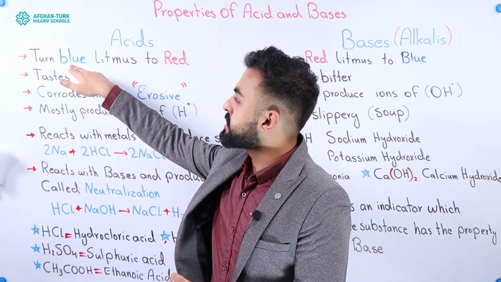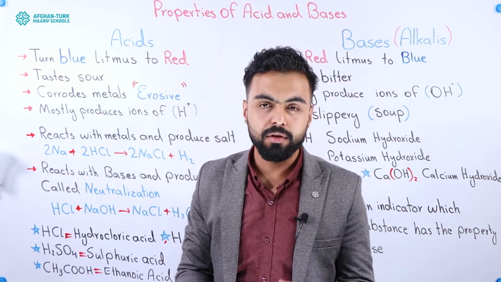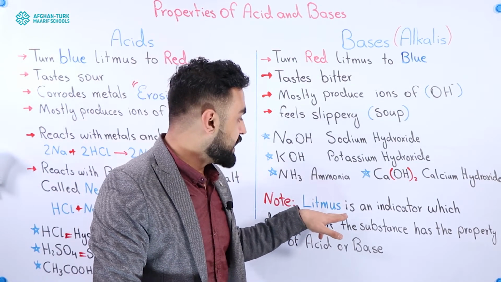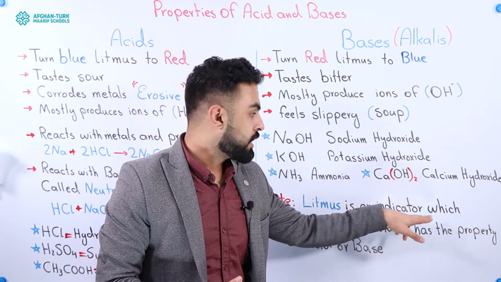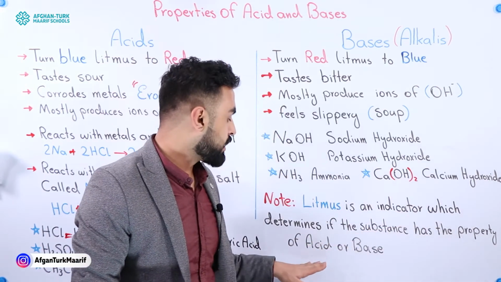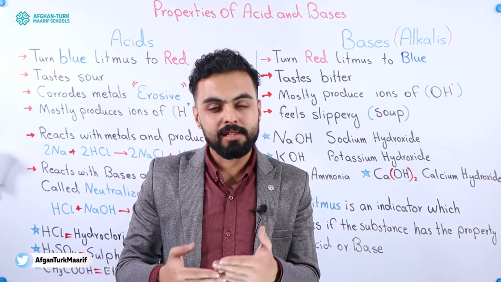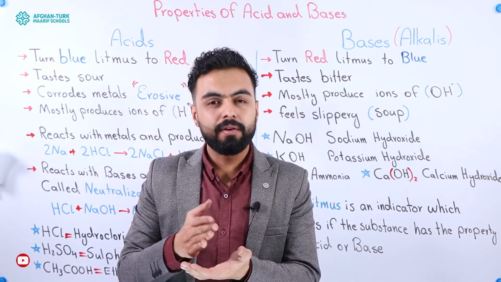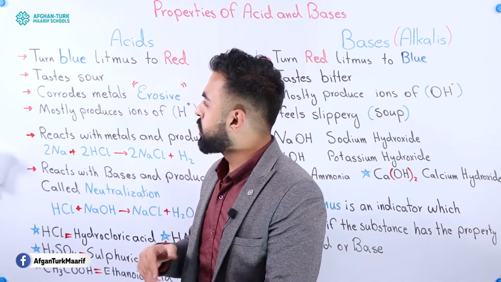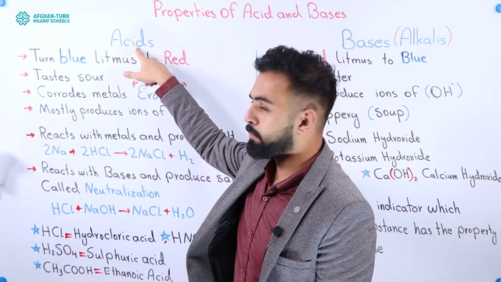Acid turns the blue litmus to red. So litmus is a paper that we are going to discuss. Actually, here is a note. Litmus is an indicator which determines if the substance has the property of acid or base. So it is a paper which determines whether it is an acid or a base. So when the litmus changes from blue to red, we know that the compound is acid.